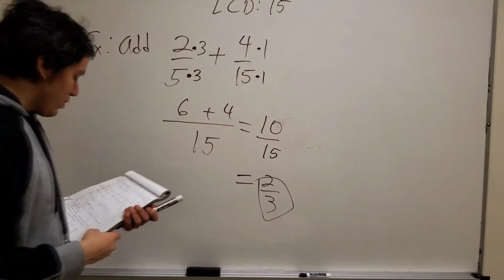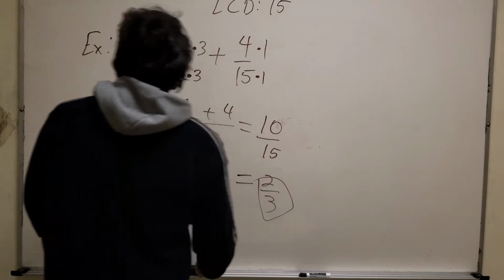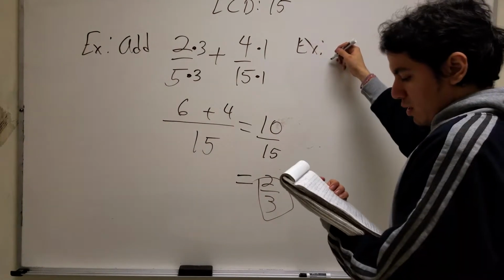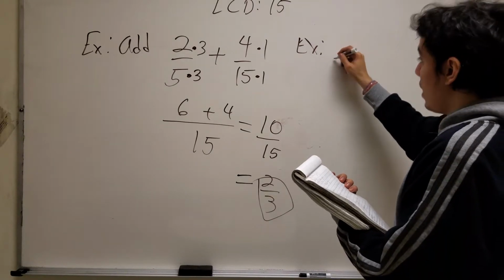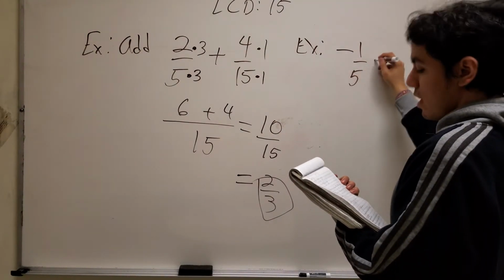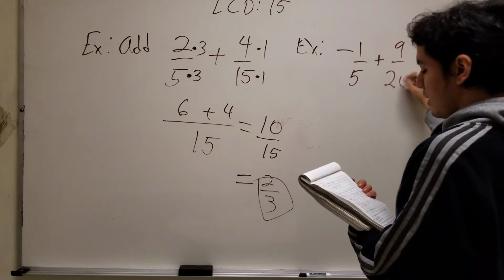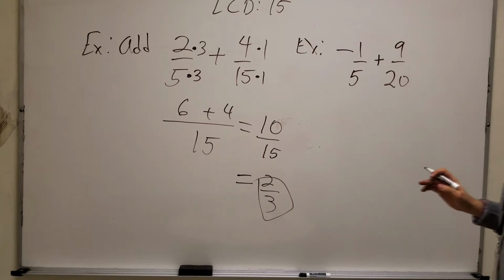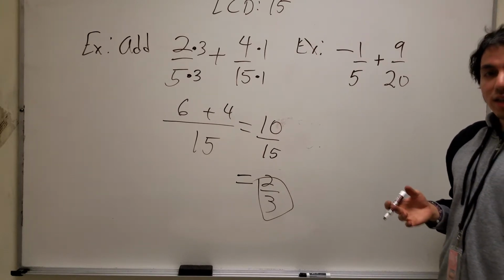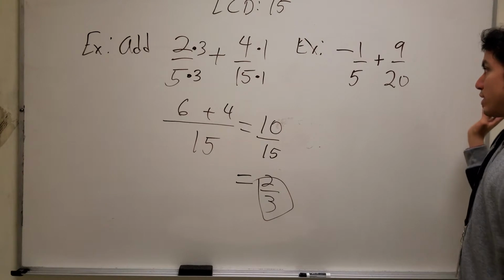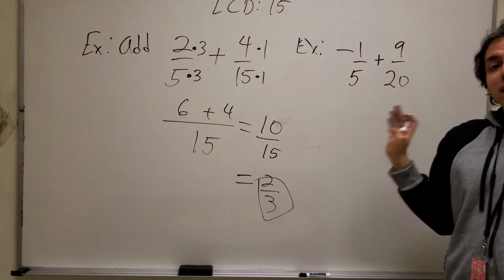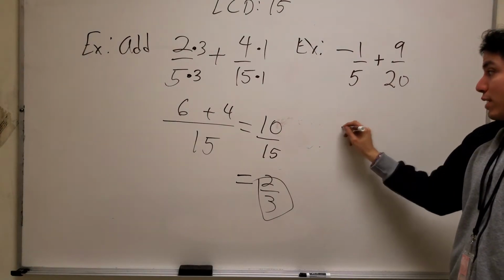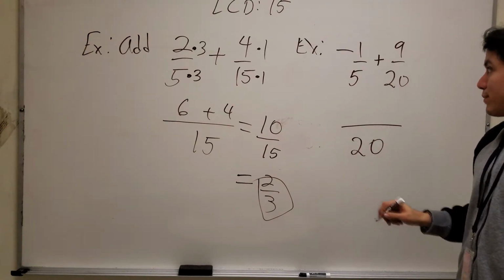Let's do one more with subtraction. I'll do it on this side. Let's say I have negative 1 over 5 plus 9 over 20. So again, in this case, the LCD is right in front of me because I know 5 can go into 20, and 20 can go into itself once, and 5 can go into 20 4 times. So let's do that. LCD 20.